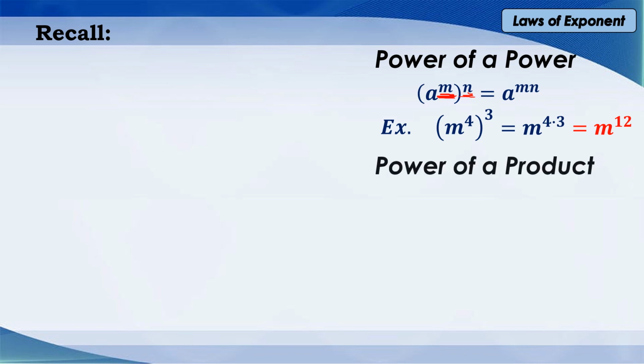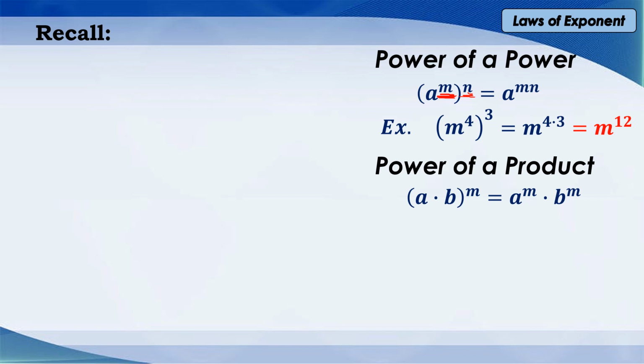Power of a power. Kapag power of a power, just simply multiply the exponent, yung nasa loob ng parenthesis, doon sa exponent sa labas. Ito yung exponent sa loob, tatagin mo lang sa exponent sa labas. Example, m raised to 4 cubed. Kaya siya magiging 4 times 3. That is 12. We have m raised to 12.